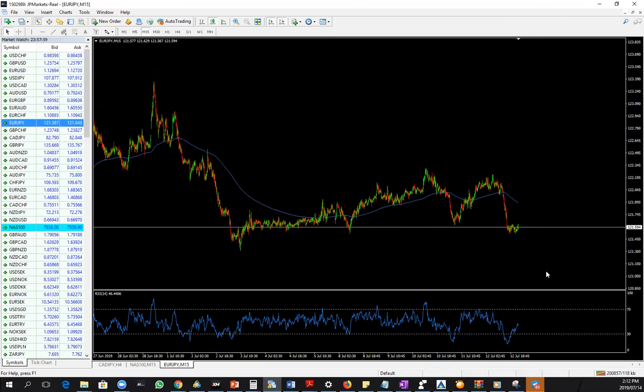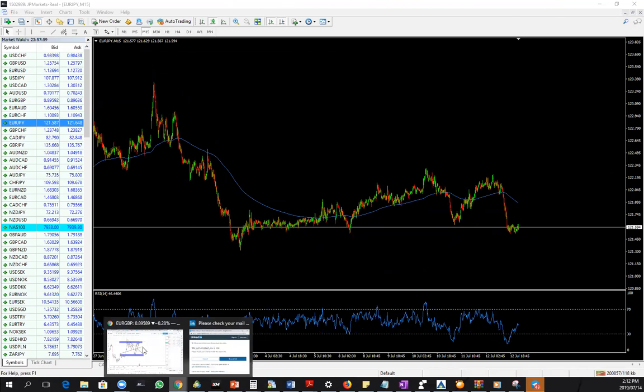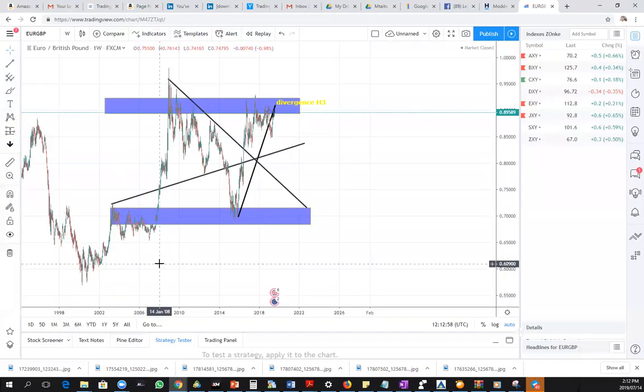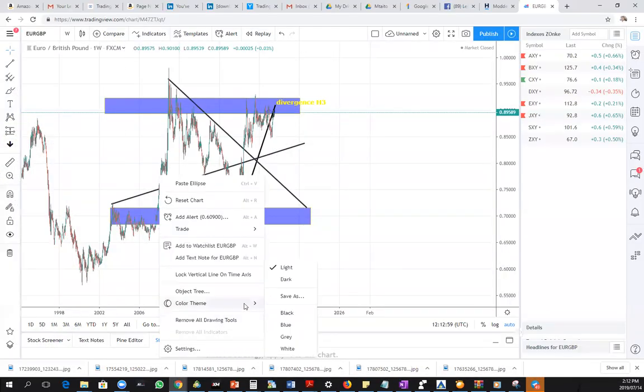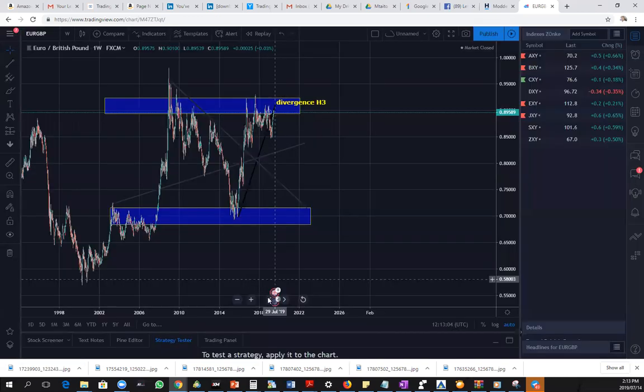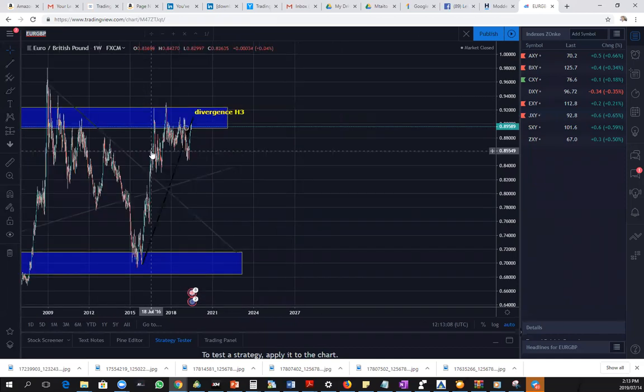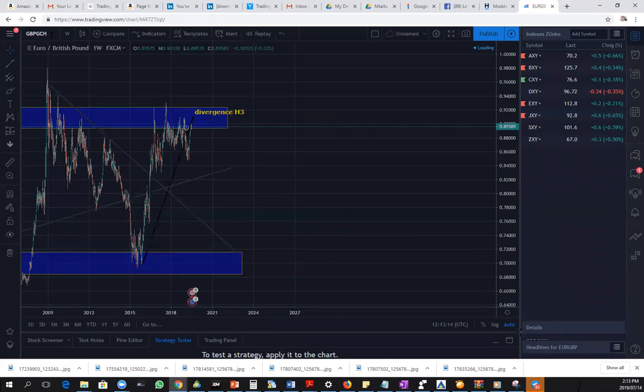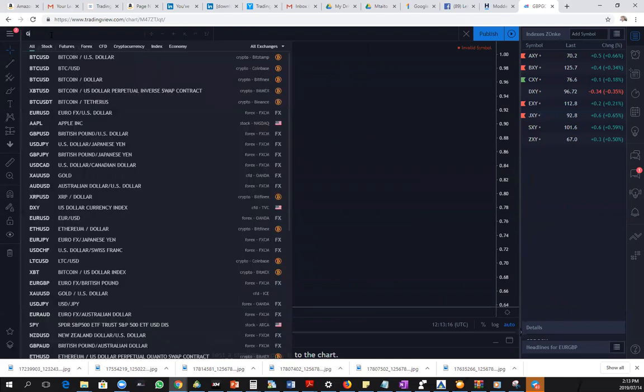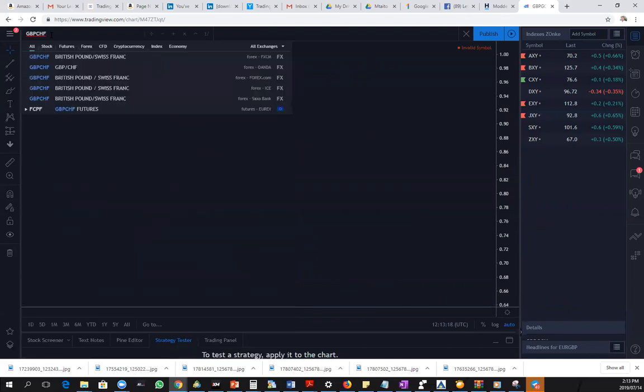Obviously, we always analyze on our bigger time frames, right? We always analyze on a bigger time frame. So let's look at something. Okay, we've been looking for a sell on Euro GBP and a buy on GBP CHF, right?